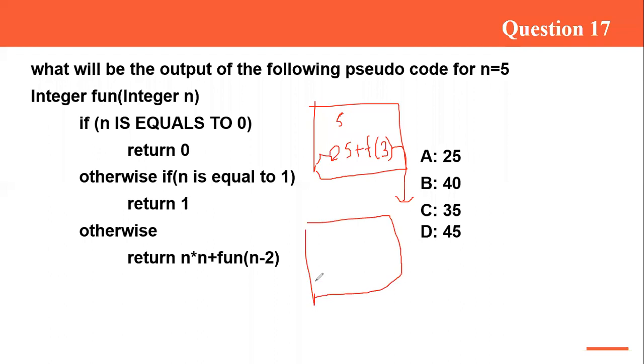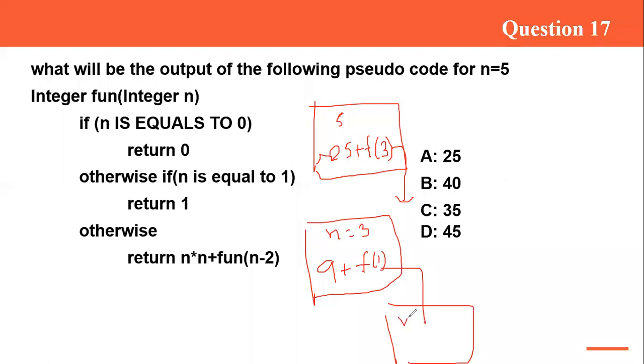So in this block, what is n value? 3. When n value is 3, again it is checked. 3 equal to 0, false. 3 equal to 1 is false. It will come to the else part, the last one: n into n, 3 into 3. What is 3 3s? 9. Plus f of 3 minus 2, f of 1. Am I right? This is function of 1. So it will call the function with 1.